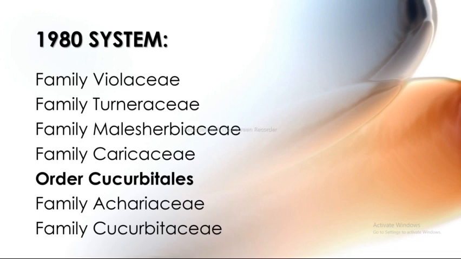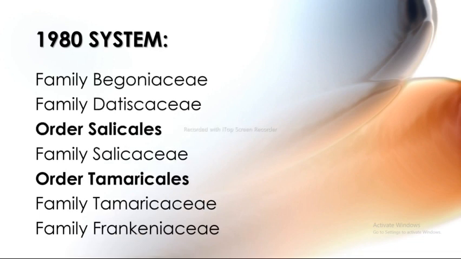Next is Cucurbitaceae, and the next family is Begoniaceae, and the family Datiscaceae, and the next order is the Salicales, and the Salicales includes the family Salicaceae. Next order is the Tamaricales, and this Tamaricales includes the family Tamaricaceae, and the next family is Frankeniaceae.